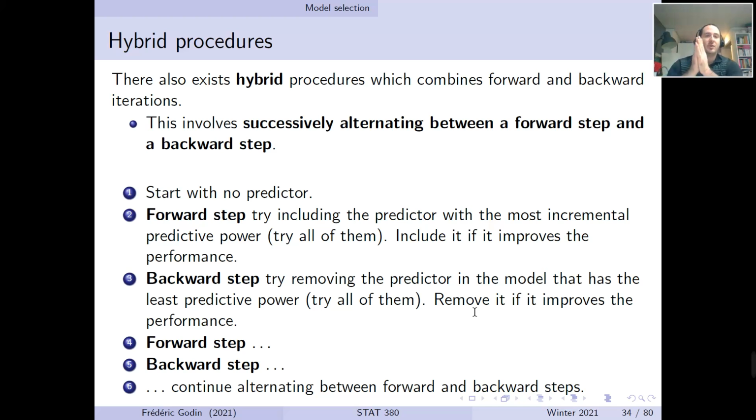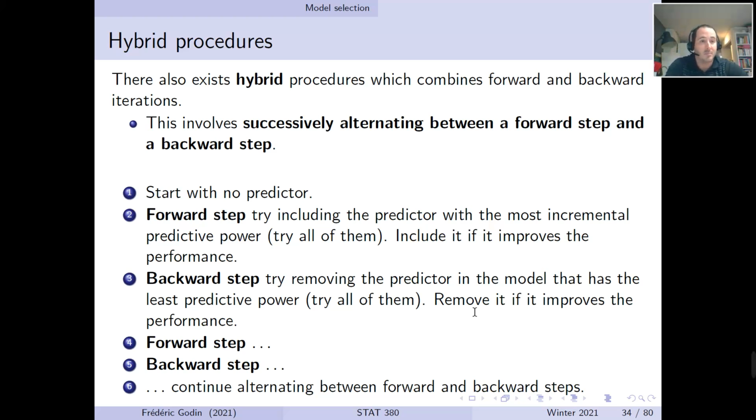Okay, so we've introduced the forward approach, where you start with no predictors and then gradually incorporate some in your model. There's the backward procedure, where you have all parameters in your model and gradually remove some. And then there's a third case, hybrid procedures, which combine forward and backward iterations. The hybrid procedure involves alternating between a forward step and a backward step.